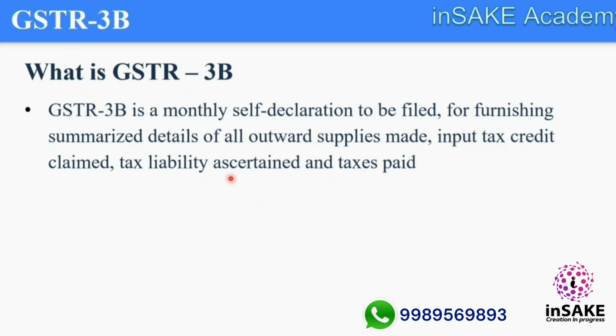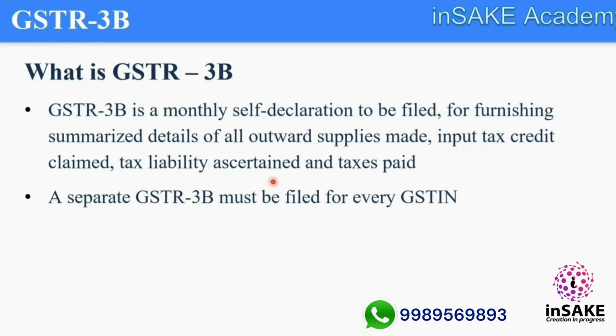Say the tax liability is 10, and if you pay the tax, then that is the taxes paid. It is a simple form where you tell what your outward tax is and what your input tax credit is, the balance will be my tax liability, and from the tax liability how much tax we have paid. This is a simple form.